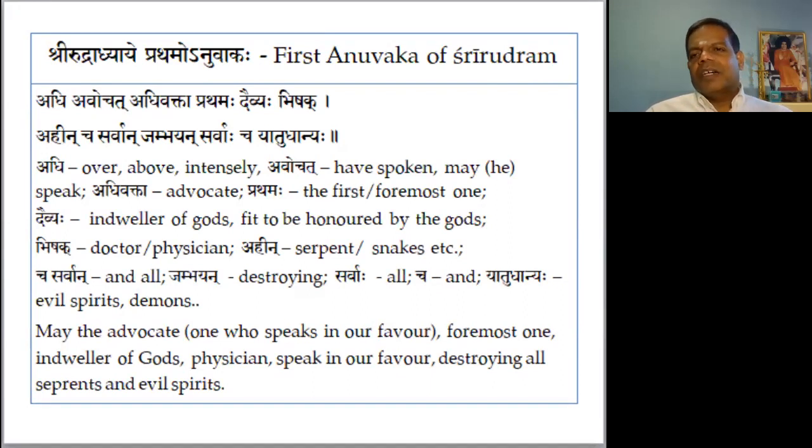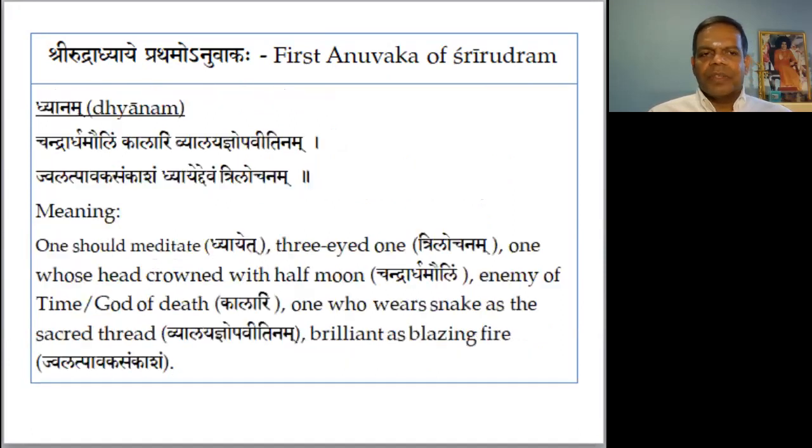But everyone in the ancient days, they will chant this mantra whenever there is sickness. So there will be some relief. The Lord will take care. Okay. So that is the meaning of this mantra. I will go to the dhyanam, okay, the meditation shloka.